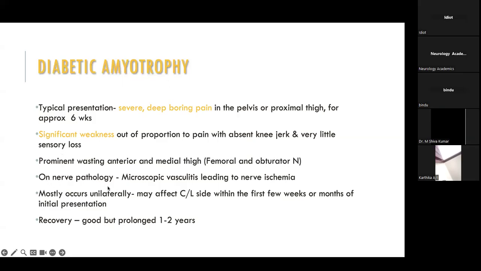That's why it's called amyotrophy. On nerve pathology, the main pathology is microscopic vasculitis, causing nerve ischemia. Mostly this occurs unilaterally, and may affect the contralateral side within the first few weeks and months of the initial presentation.